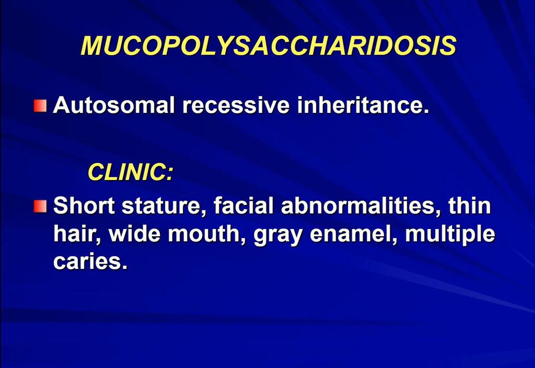Mucopolysaccharidosis. Autosomal recessive inheritance. Clinic: short stature, facial abnormalities, thin hair, white mouth, gray enamel, multiple caries.